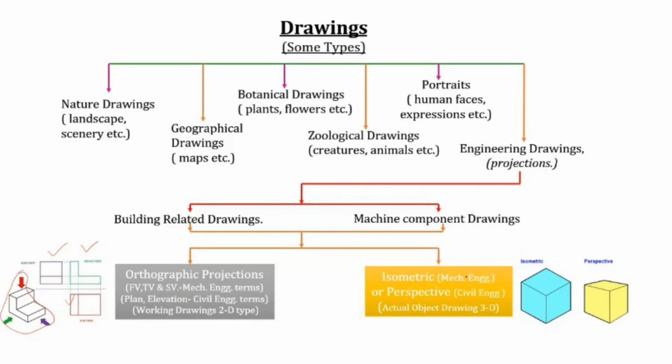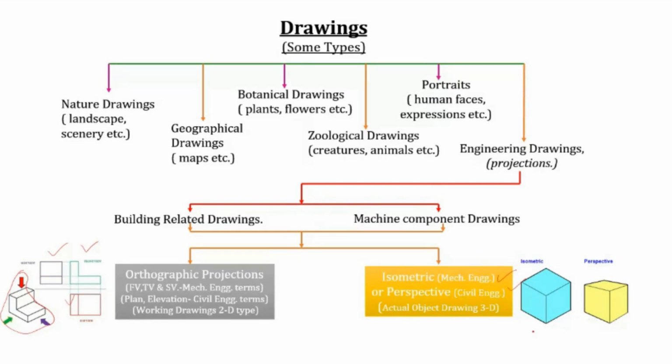And then in the other case, that is the three-dimensional drawing or the pictorial representation. It is also known as a pictorial representation. In that case, we need only a single type of drawing. So it can be either an isometric drawing or it can be a perspective drawing. Isometric drawing is mostly followed by mechanical engineers and perspective mostly by civil engineers. So this is the isometric drawing and this is the perspective.